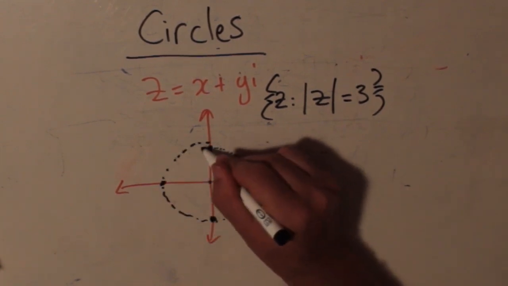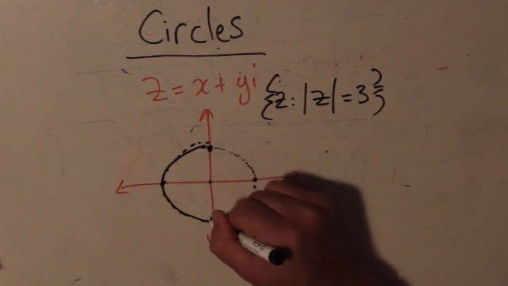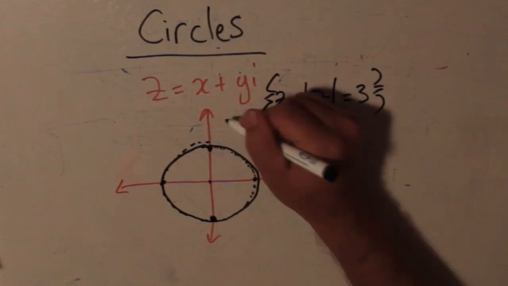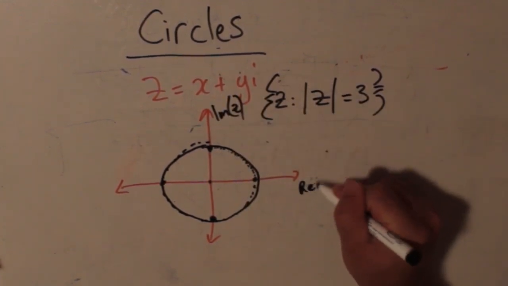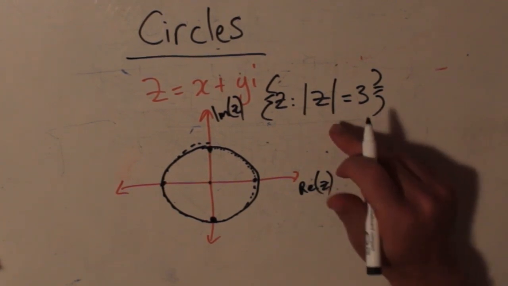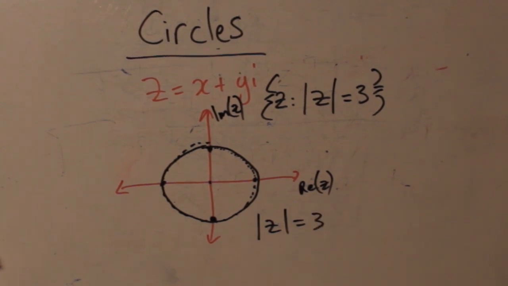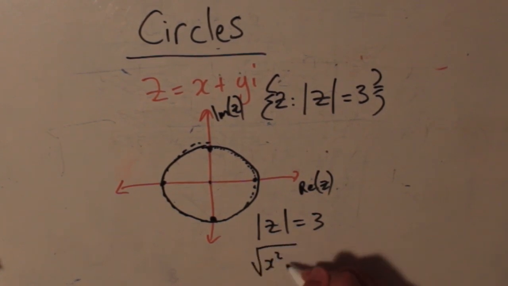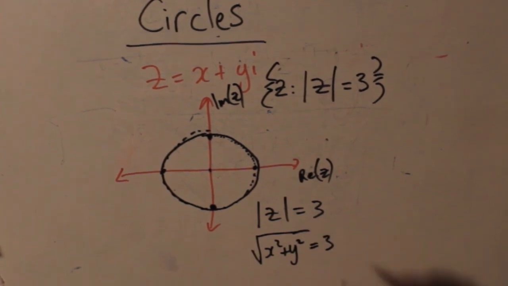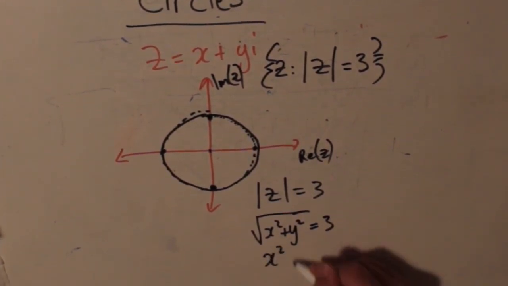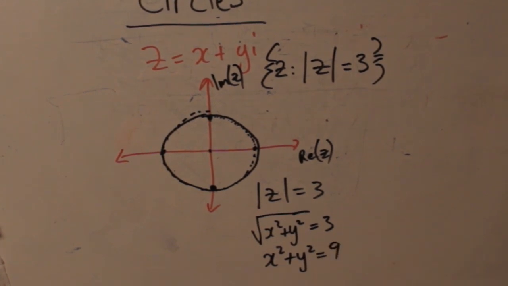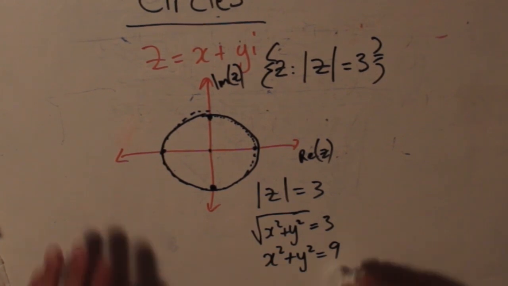All those points give you this circle of radius 3. Now, to solve this algebraically, we're looking at the magnitude of Z equal to 3, so let's get the Cartesian equation. The magnitude of Z is the square root of x squared plus y squared, and that is equal to 3. Squaring both sides, I get the equation of the circle: x squared plus y squared equals 9. Wonderful.